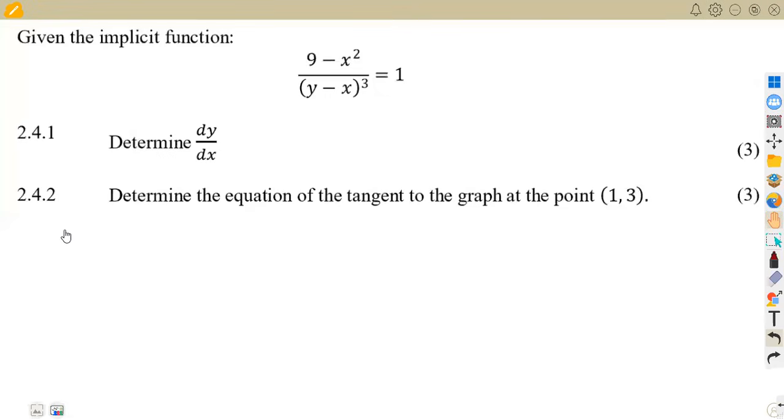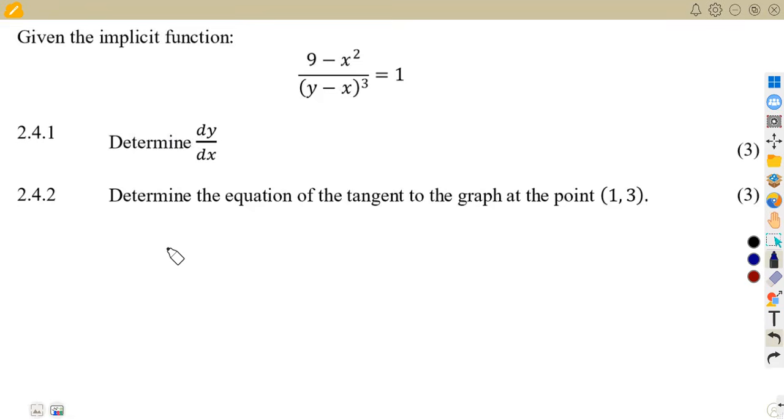Right. In this case, we are going to focus on the application of the implicit function from our April 2023 exams. We are given the implicit function and asked to determine dy/dx. This is our implicit function that we are given, and from here, we are asked to find dy/dx.